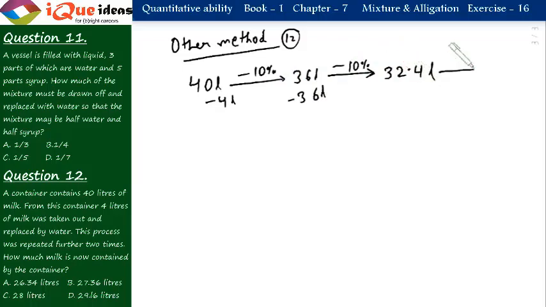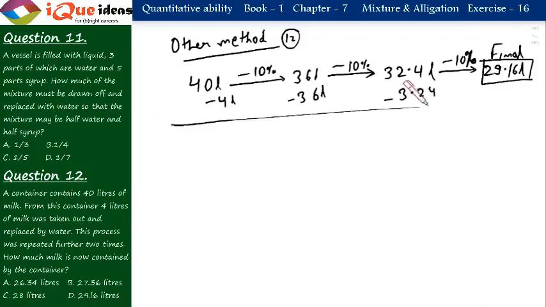32.4 liters. Now again in the third step, the total volume is still 40 liters because whatever we have taken out, we are replacing by water. So the total volume at any stage will remain 40 liters and we have to remove 4 liters, so that is still 10%. So we remove 10% again of 32.4, that will be 3.24 liters. If you subtract 3.24 from 32.4, you will get 29.16 liters. This is the final quantity of milk. So this was another method of question 12.